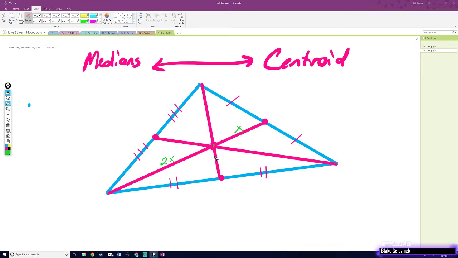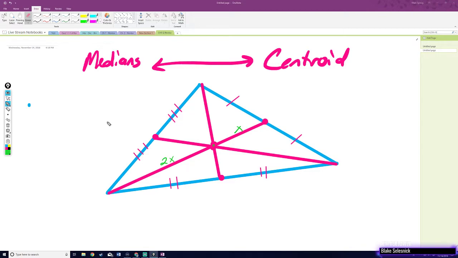And again, the medians are unrelated to each other, but the median within itself is related. So if this large part was 10, that'd be 5, and the whole thing's 15. If I knew this whole line, you can think of it as 3x equals that whole thing, because it's 2x plus x, and you can divide by 3 to get the small part. So that's our rule there.